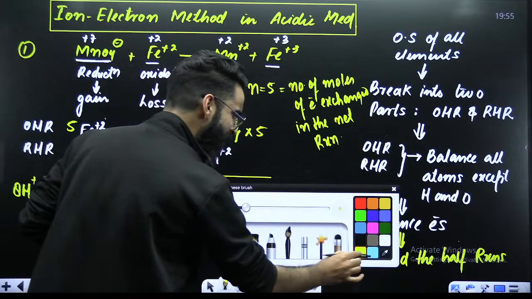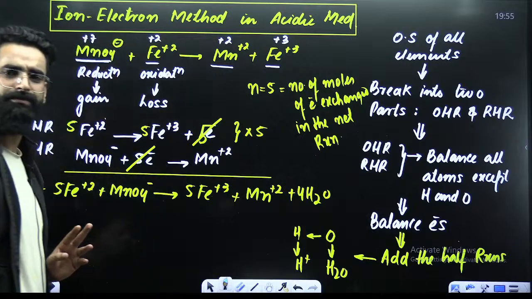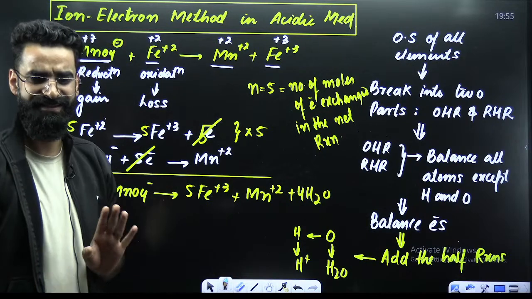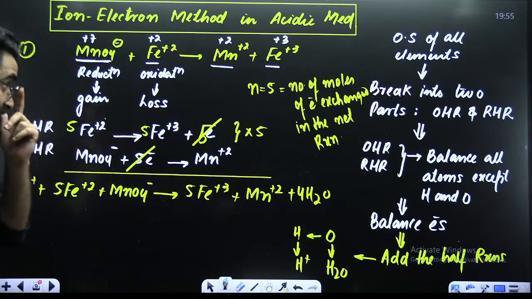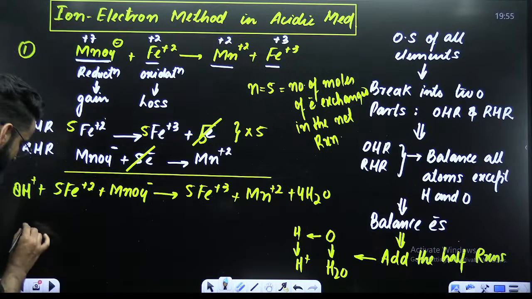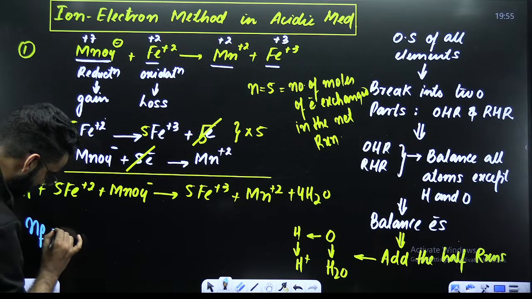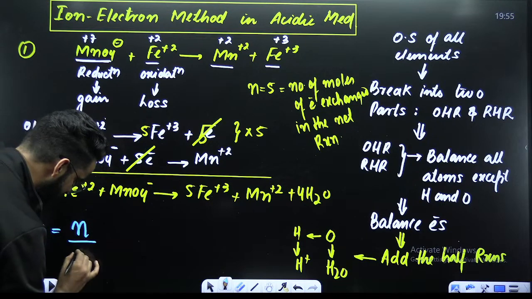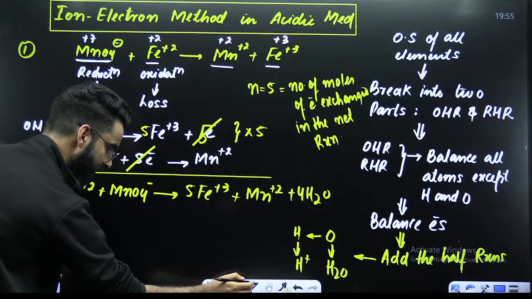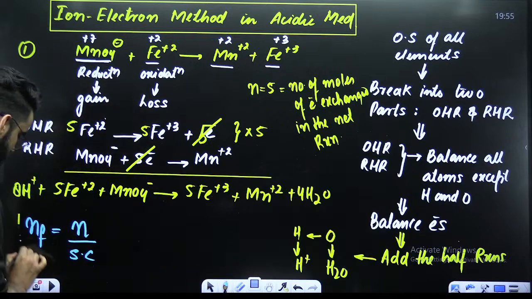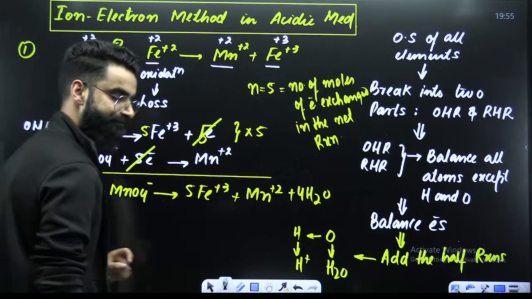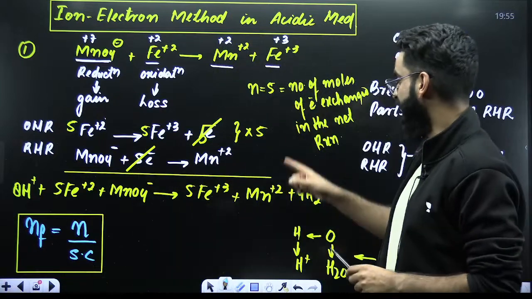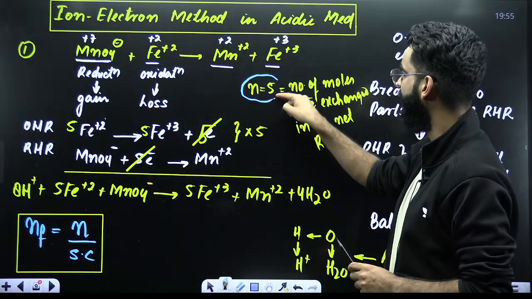Remember, one way of calculating n factor you already know. Calculate the change in the oxidation state, etc. There is one more way of calculating the n factor. What is that? Let me tell you, n factor is always equal to number of moles of electrons exchanged divided by stoichiometric coefficient. Now understand what exactly it means. What is the n value? n value here is 5.